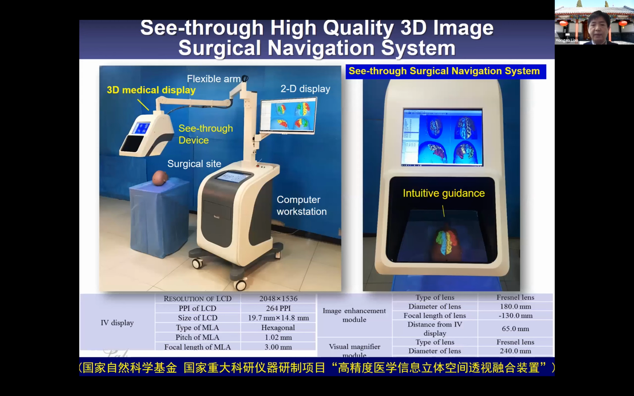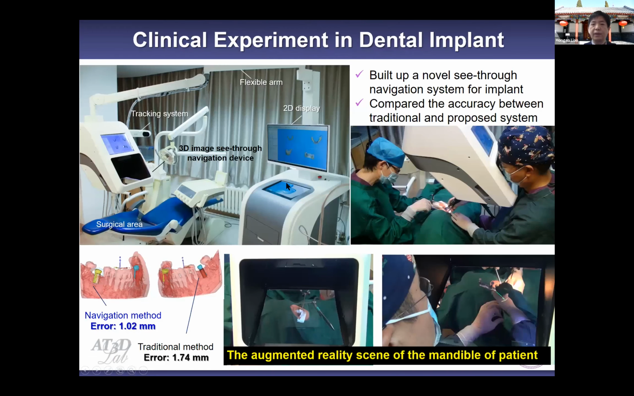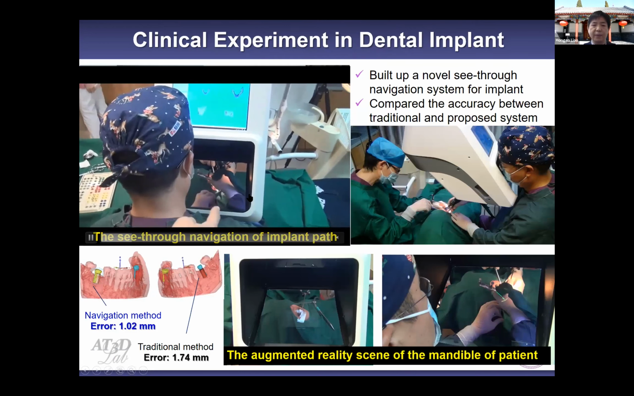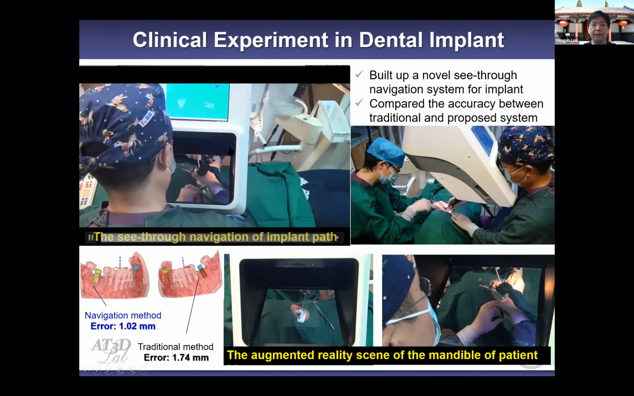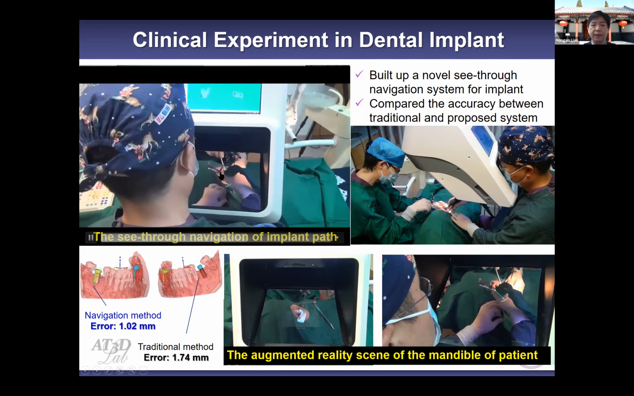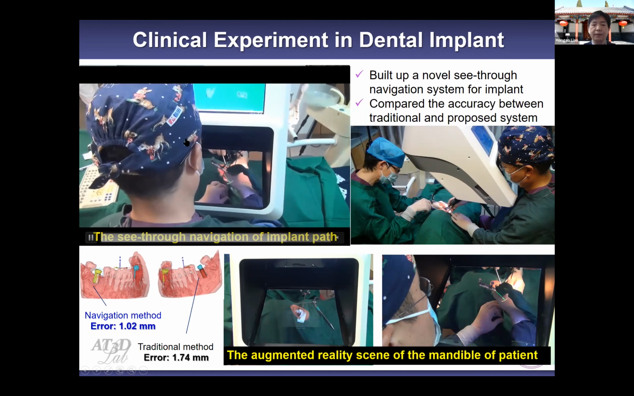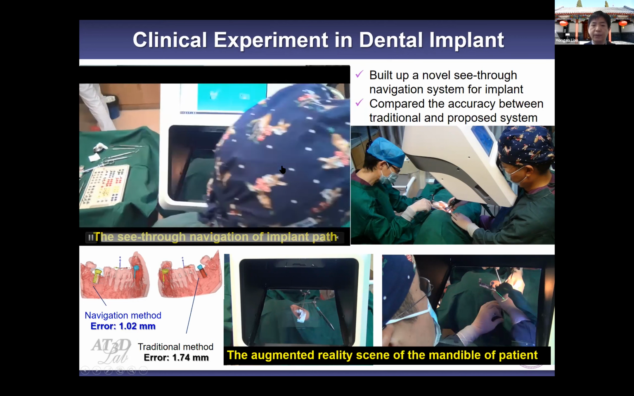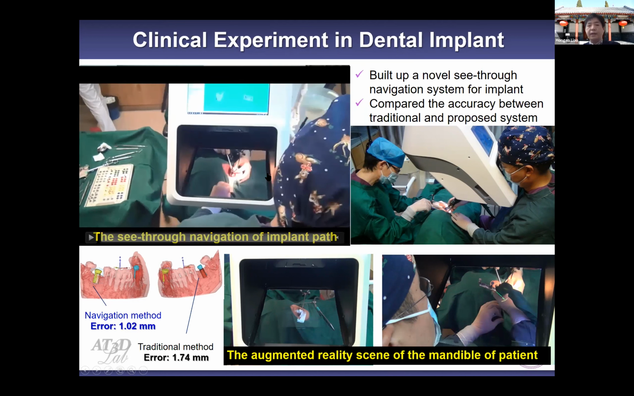This is our development system, the surgical navigation system, and we made the device by ourselves. The lens has some application in dental implants. So you can see the surgeon can perform the implant with the guidance of our system. The surgeon can see through the patient to avoid the critical structures and make a high quality implant during the clinical experiments.